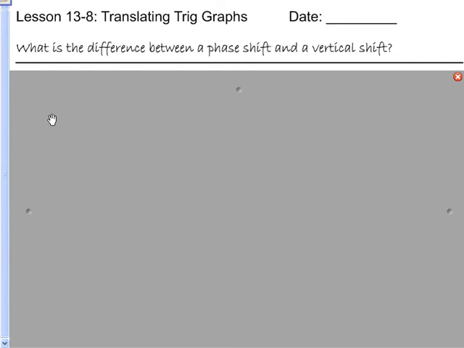So in 13.7 you learned about the trig graphs, and now we're going to be translating them. So we're going to be doing some phase shifts and some vertical shifts. So copy down the title and your essential question.